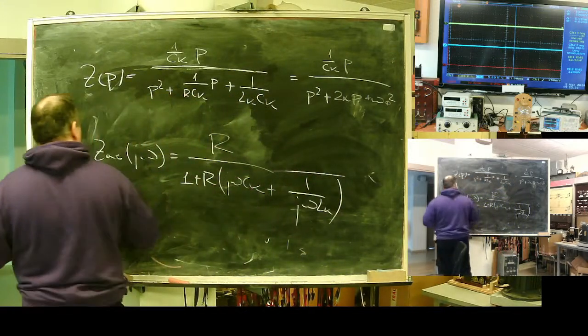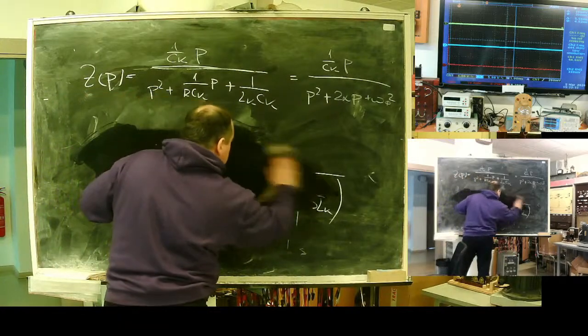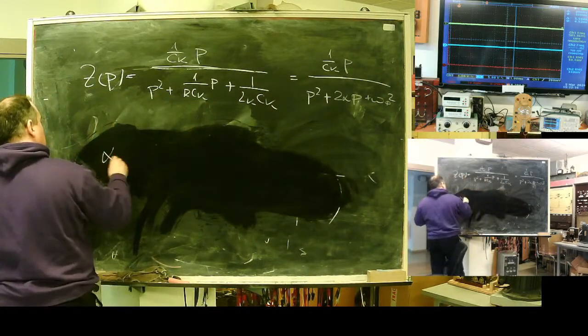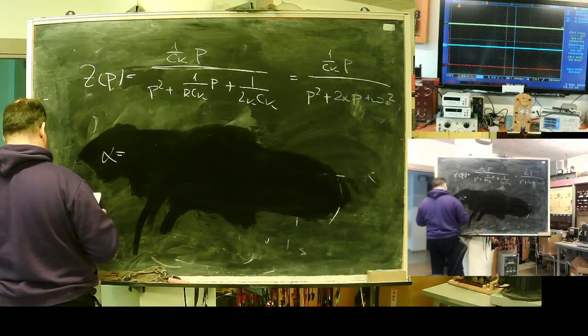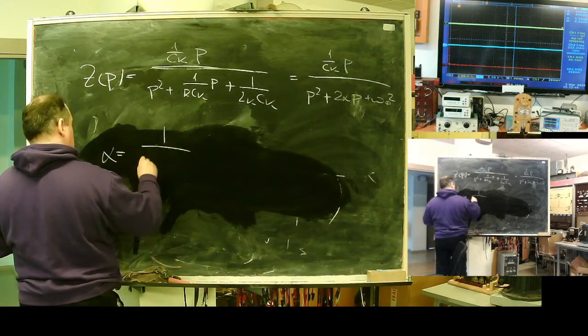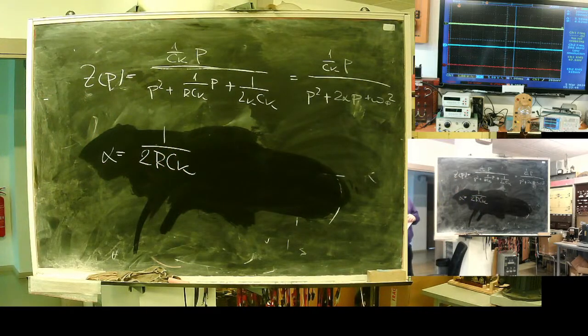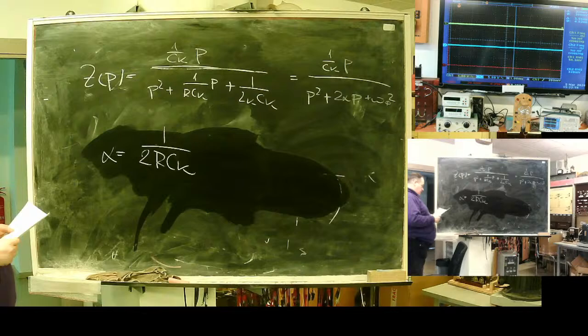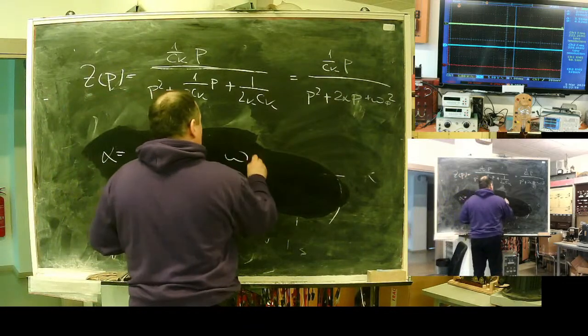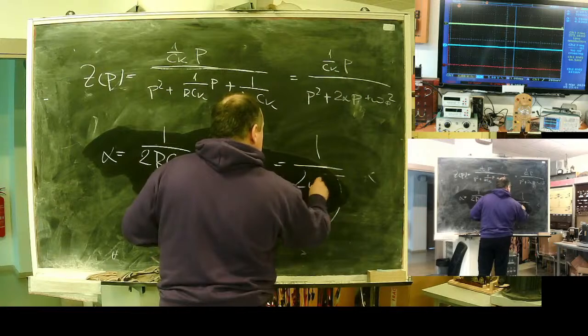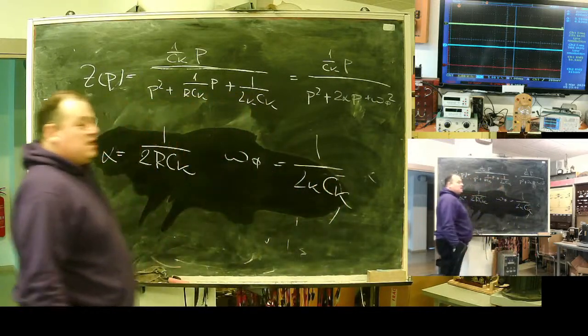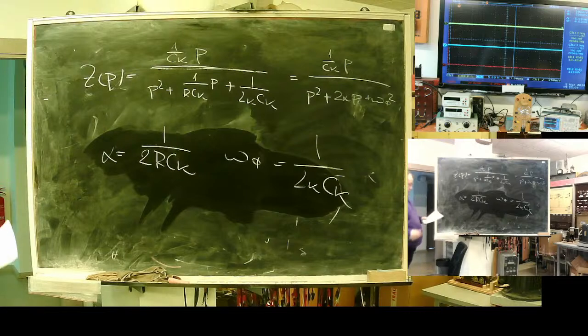Here, alpha is 1 divided by double LCP. What's an alpha? It characterizes decay. You remember oscillation? It goes down. This decay is characterized by alpha, and omega 0, 1 divided by LKCK, is the free oscillation frequency of the contour.